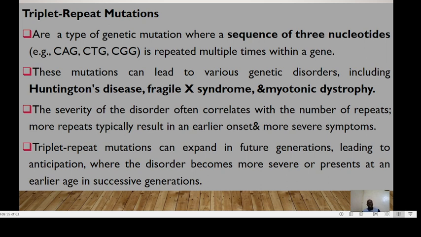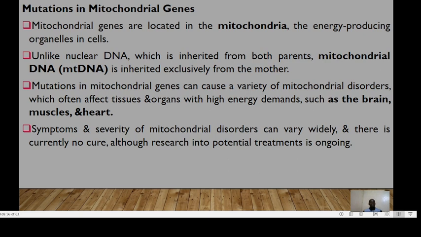Triplet repeat mutation can expand in future generations, leading to anticipation where the disorder becomes more severe and presents at an earlier age in successive generations. So mutations in mitochondrial genes, you find that these mitochondrial genes are located in the mitochondria, and the mitochondria is the energy producing organelles in cells. So unlike the nuclear DNA, which is normally inherited from both parents, mitochondrial DNA, abbreviated as mtDNA, is inherited exclusively from the mother.